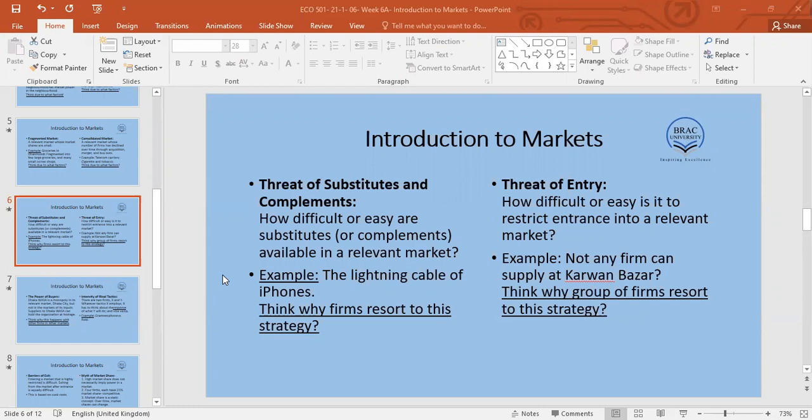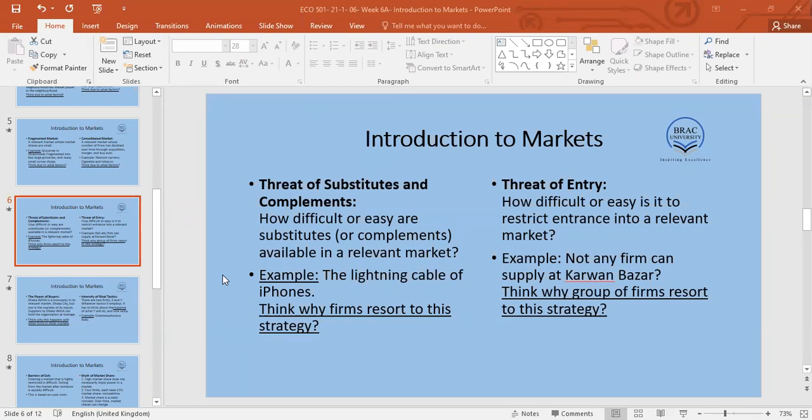Okay, so why these things are happening, we're going to look at in detail in this second part of the course. Now, entrance is a very important factor. How difficult or easy is it to restrict entrance into a relevant market? Let's get back to our neighborhood grocery store. A grocery store that exists two alleys down the road can't get access to our alley. So geographically, there is a restriction. What are the other restrictions?